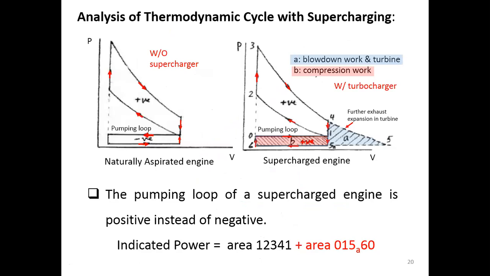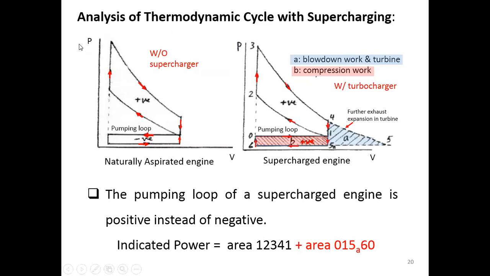Okay, let's look at the calculations. When we perform supercharging or turbocharging, to do the calculation we have to rely on the analysis of the thermodynamic cycles. So I show you here two pictures.